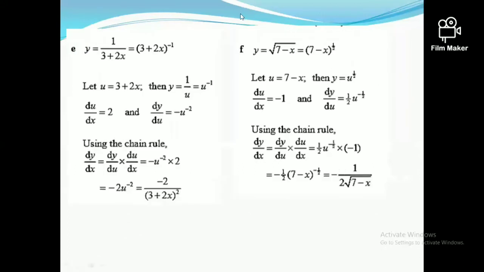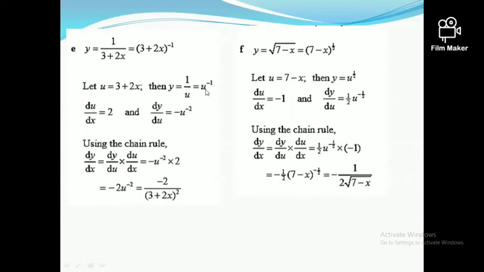Right. The next function we have to differentiate is y equals 1 over (3 plus 2x). Initially, we can write it as (3 plus 2x) to the power minus 1, because the chain rule can be applied for a function of x to the power n, right? Then we will take this term as u. Therefore, du by dx turns into 2. Then this expression turns into y equals u to the power minus 1.